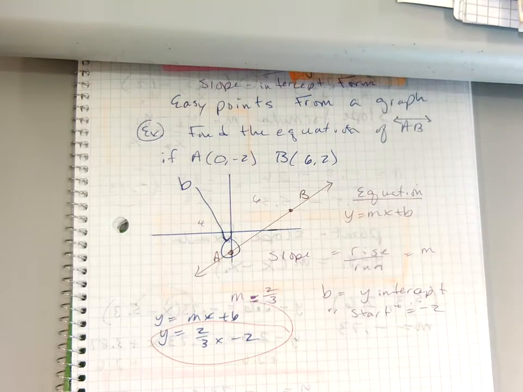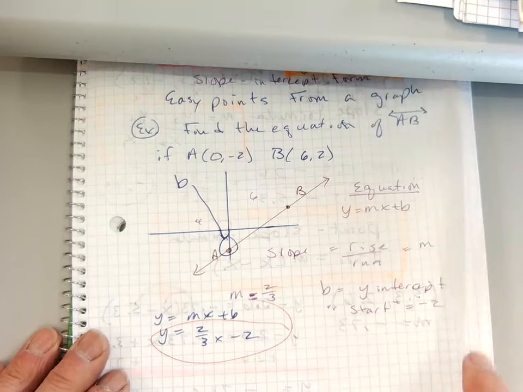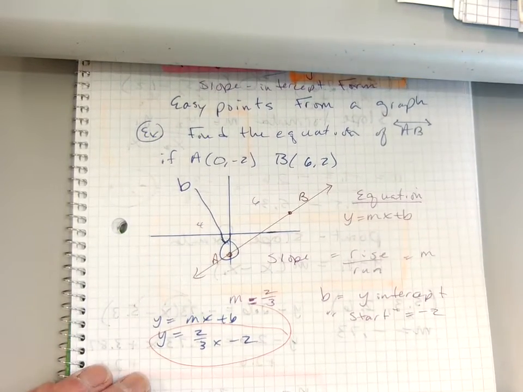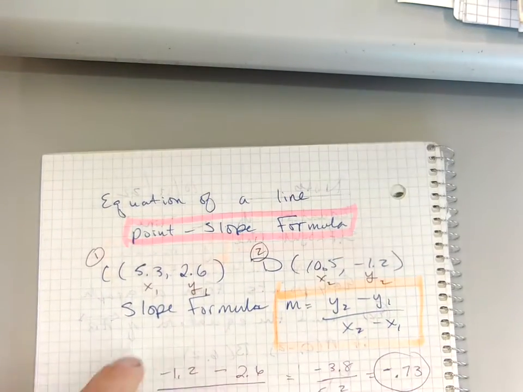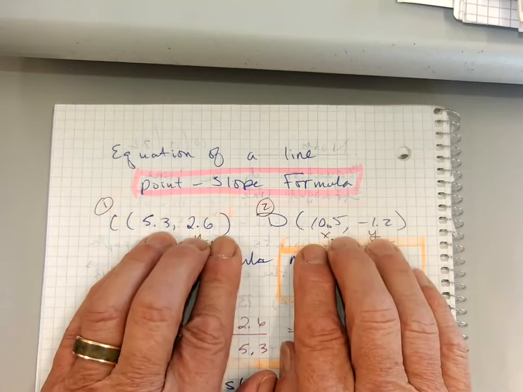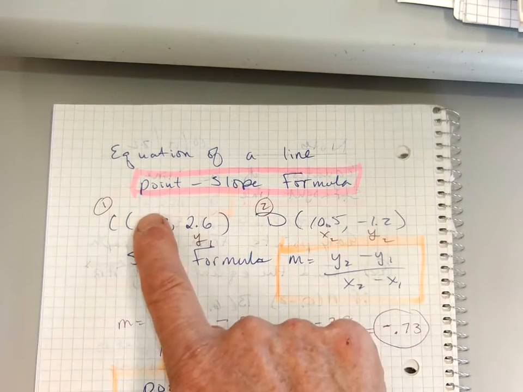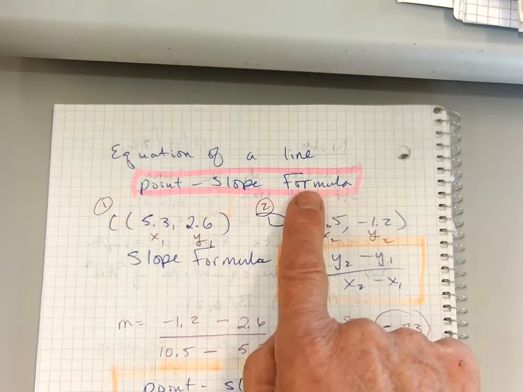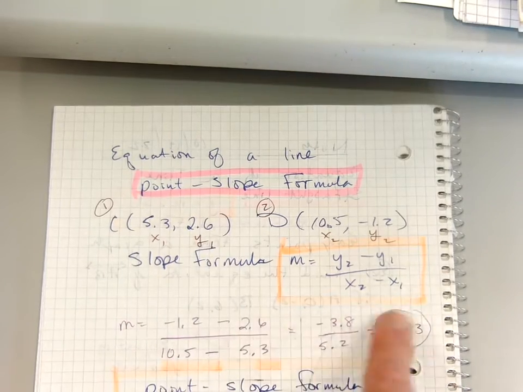Now, what happens if you can't graph it? You need formulas. So let me show you the next example. So the next example was if I had 2 different points that were difficult to graph. So what I need is a formula. So I need the point slope formula. But before I can use the point slope formula, I need the slope formula.